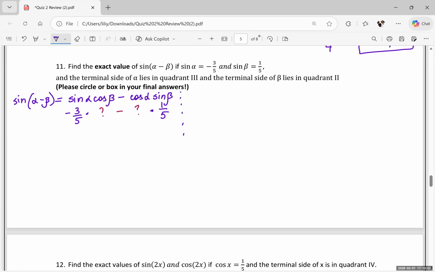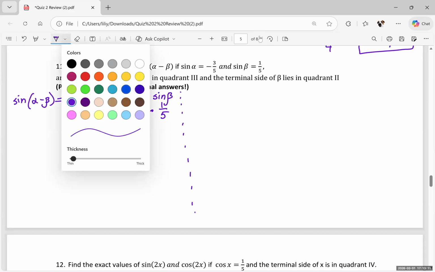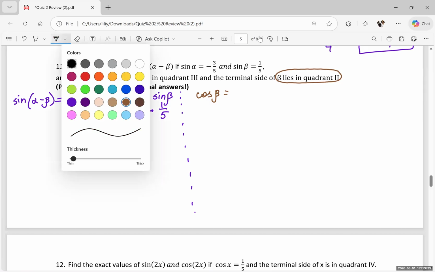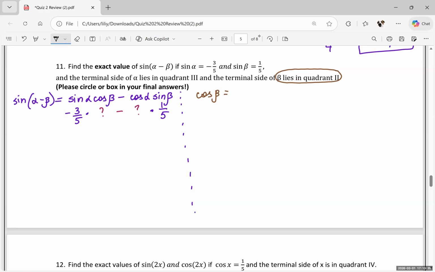Okay, now I need to calculate the rest of the values that I don't have. I'm going to go ahead and go left to right, so I'm going to find cosine beta first. So we know that beta is in quadrant 2. So I am going to go ahead and draw a little triangle in quadrant 2.